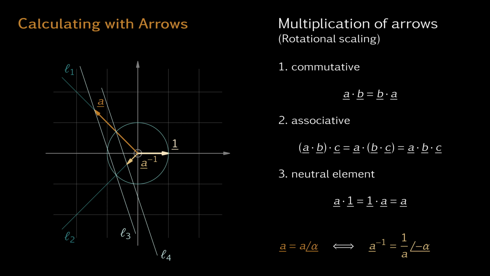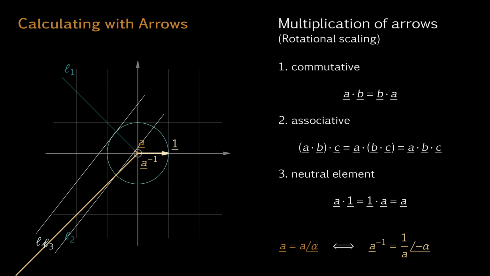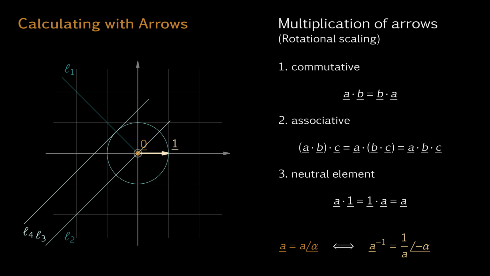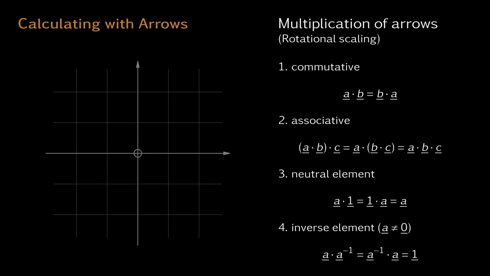We can construct the inverse element for almost any arrow. However, if the length of A decreases to 0, line L3 lies atop ray L2 and line L4 is parallel to them but doesn't intersect L2. This means we have an inverse element to every arrow unequal to the 0 arrow. As with real numbers, we cannot divide by 0. So our weird rotational scaling gives us a multiplication that follows the same arithmetic rules as the multiplication of real numbers. There's only one property left we still have to look into.